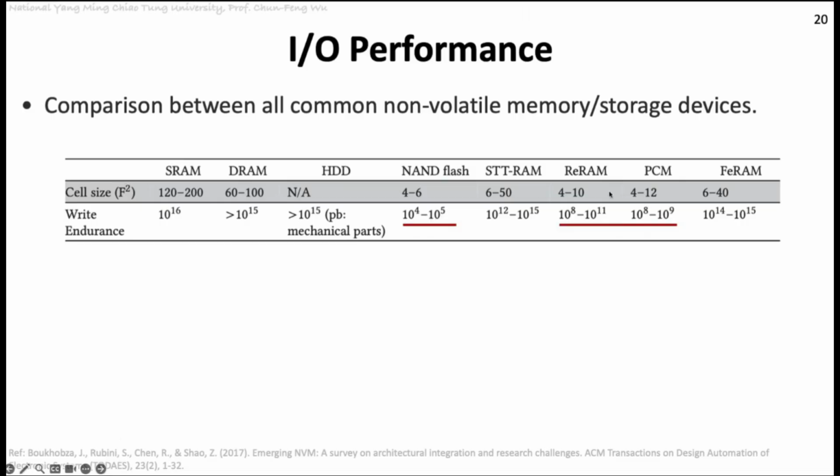If you write 10 to the 6 of the amount of data into the NAND flash, the NAND flash will be worn out. You can think about it this way: each NAND flash cell can only endure about 10 to the 4 to 10 to the 5 write operations. Okay, the reason for RRAM, PCM, and NAND flash is that they are non-volatile structures.